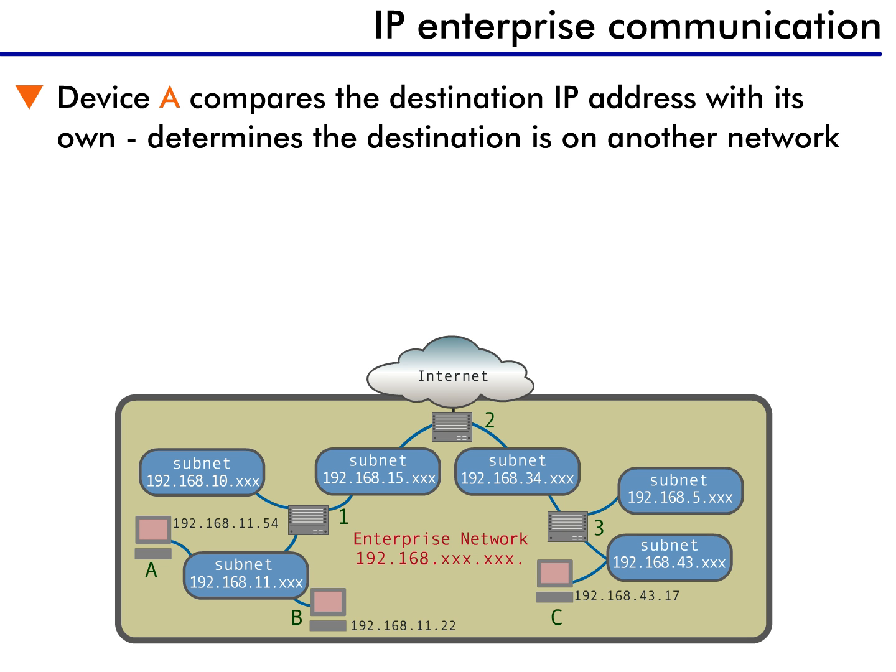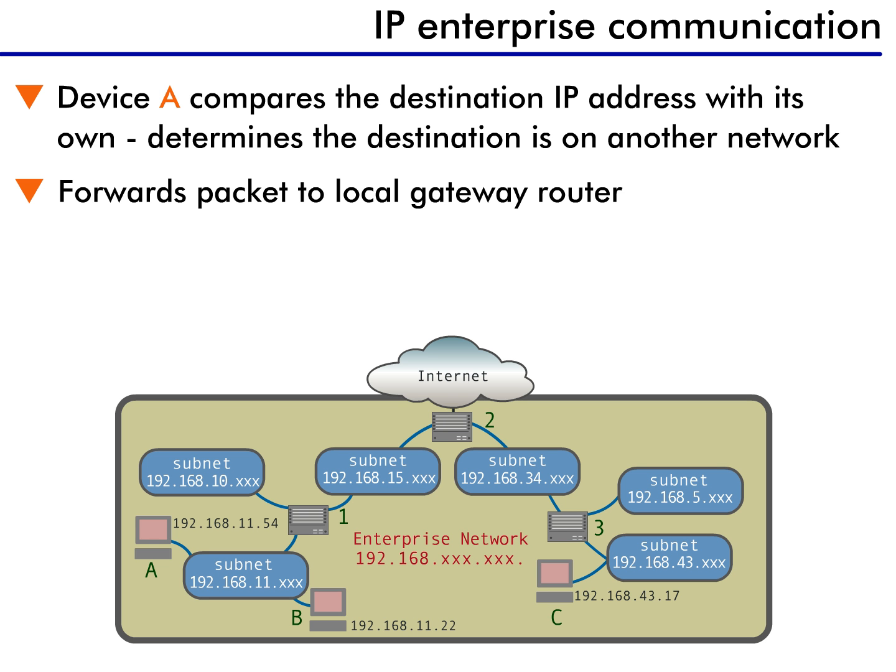But while A has the gateway router's IP address, it still needs its MAC address. So A generates an ARP broadcast to get the router's MAC address, just as it did for B's address in the last scenario. Once it gets the first router's address, it sends the data to the router.